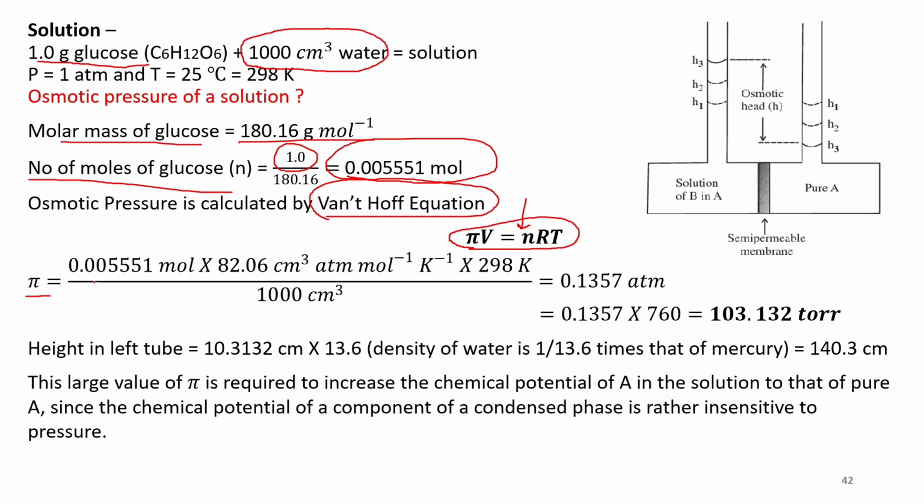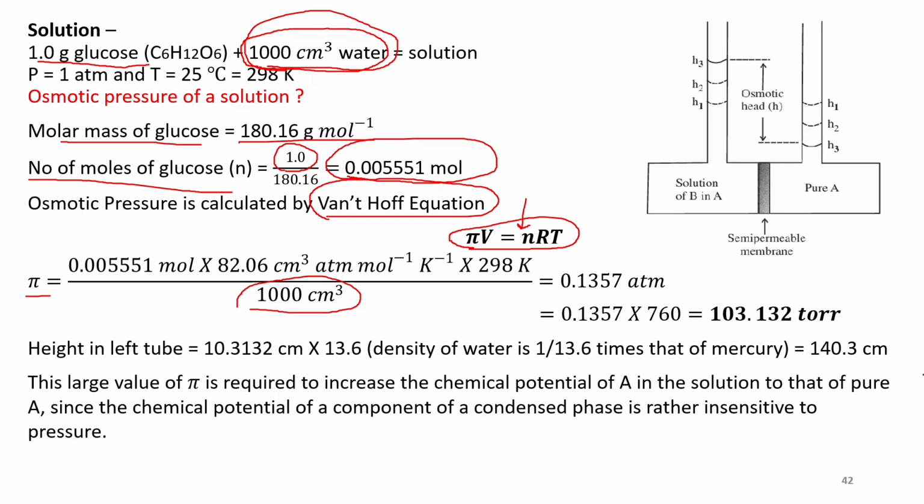Now in the Van 't Hoff equation we can calculate the osmotic pressure: the moles of glucose, 0.005551, into R, which is 82.06, multiplied by T, which is 25 degrees Celsius or 298 Kelvin, and then divided by the volume of the solution, which is 1000 centimeter cube of water. When we calculate it, we get 0.1357 atm as the atmospheric pressure.